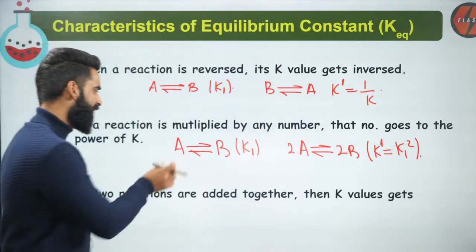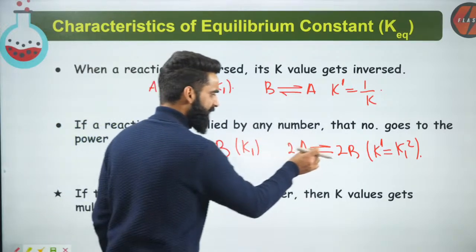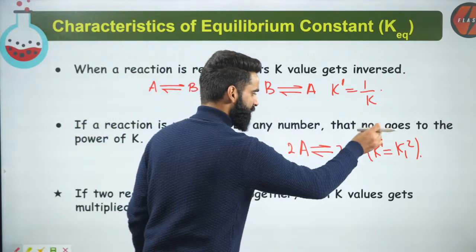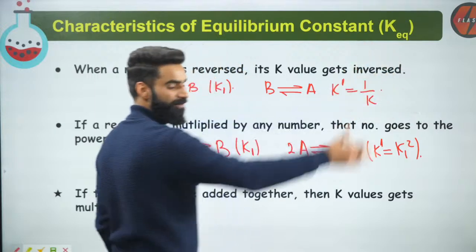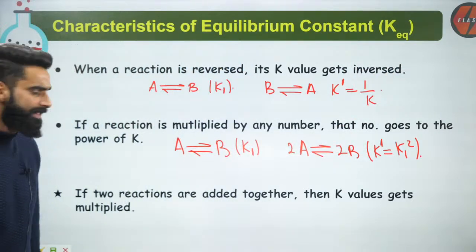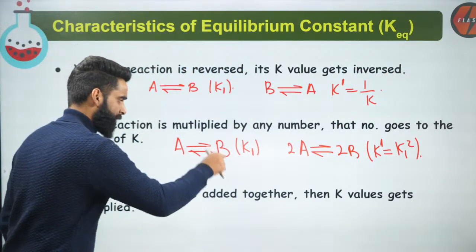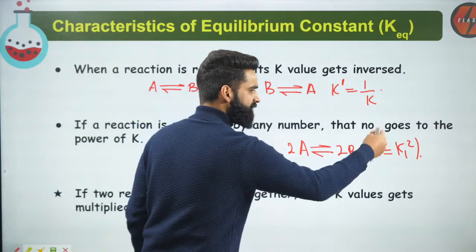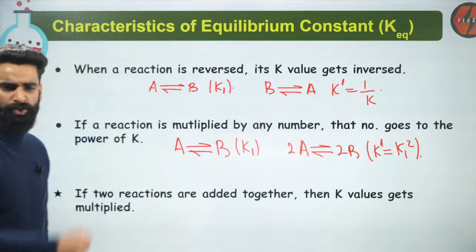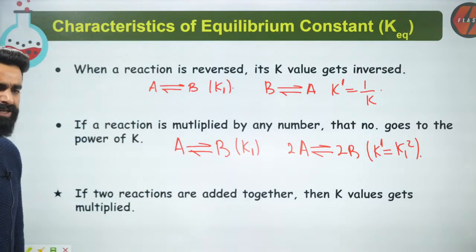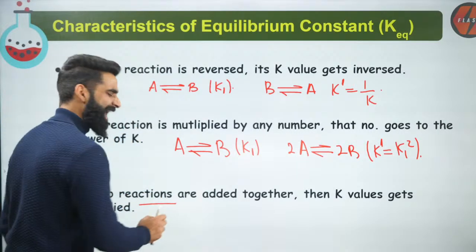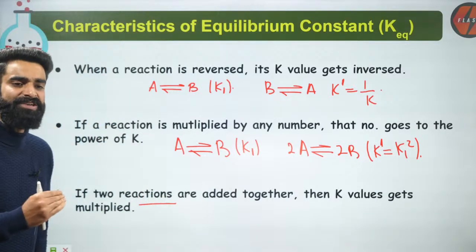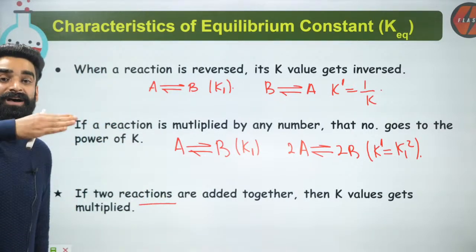If you are multiplying it by 3, it becomes 3A gives 3B, so its new equilibrium constant becomes K1 cube. Very simple. If you are multiplying the reaction by 1 by 2, its new equilibrium constant becomes K1 to the power 1 by 2, which means root of K1. Correct. And remember, at the same time, whenever we add reactions, their equilibrium constants are multiplied.